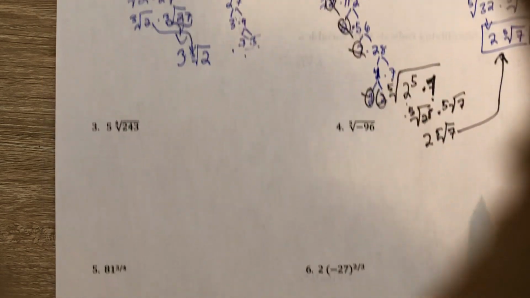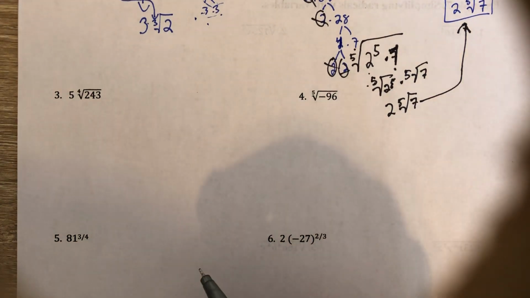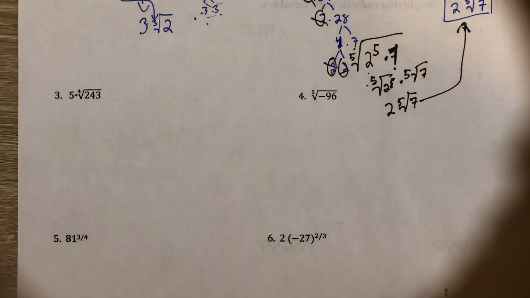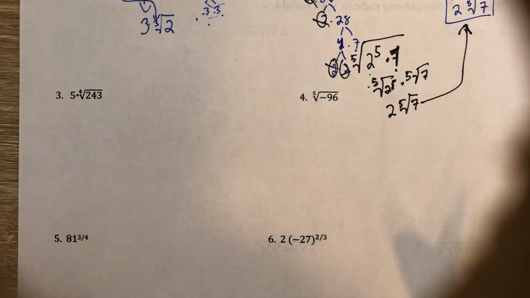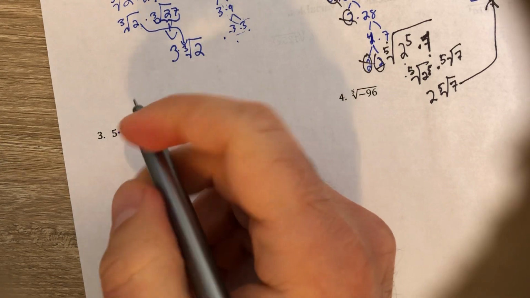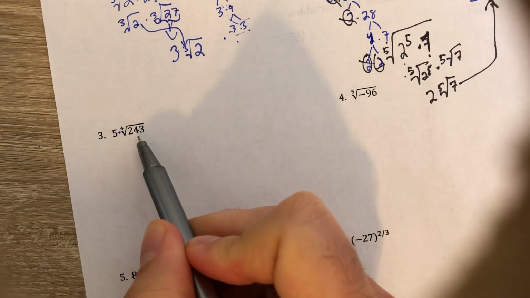Okay, I'm going to keep going here. I know this is going to take a while. So note, here I have 5 times the fourth root of 243. Just like when we have a letter written next to a number, it's implied there's multiplication there if there's not a sign. So 5 times the fourth root of 243 means I need to break down the fourth root of 243. Again, off the top of my head, I look at this, it's not even, right? So I can't divide by 2.